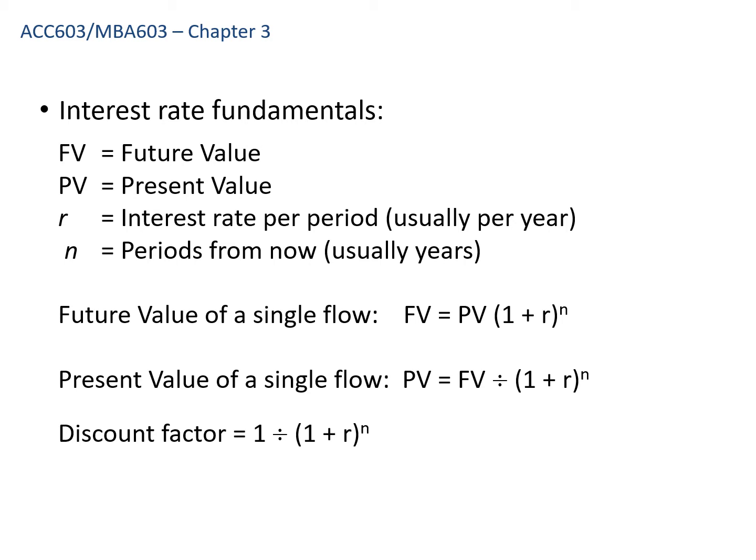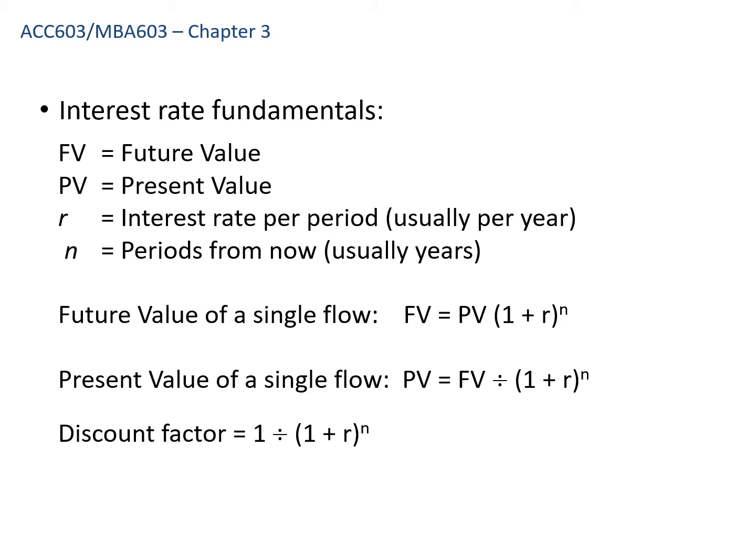So in this case, the future value of a single flow of money is the present value times (1 plus R) to the nth. So if it was $1,000 for 1 year at 5%, it would be $1,000 times 1.05 to the 1, so times 1.05, which would be $1,050.